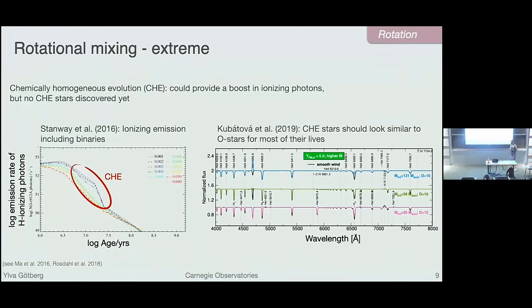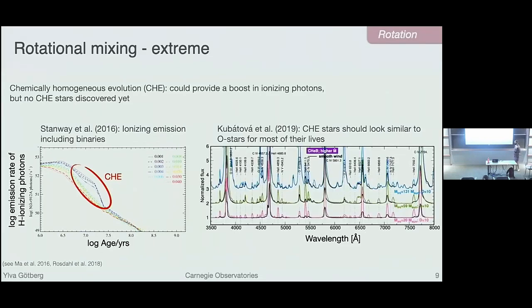It's only in the very last stages they start to look like ultra-stripped stars, when they have helium-rich surfaces, like pure helium surfaces. So this can be really, really hard to identify, but could be really crucial for understanding how stellar populations evolve.